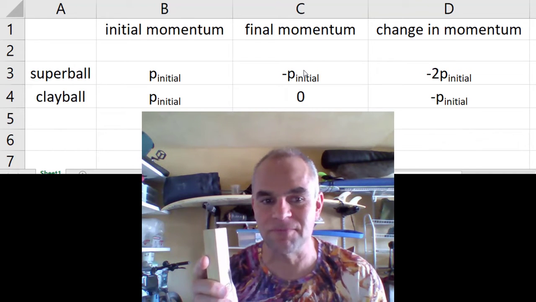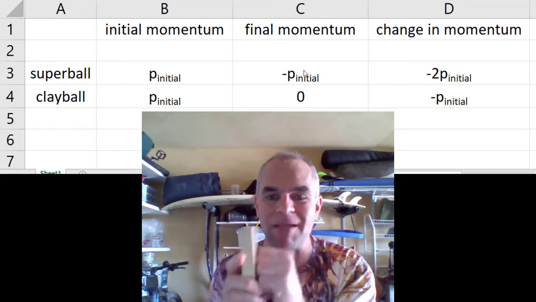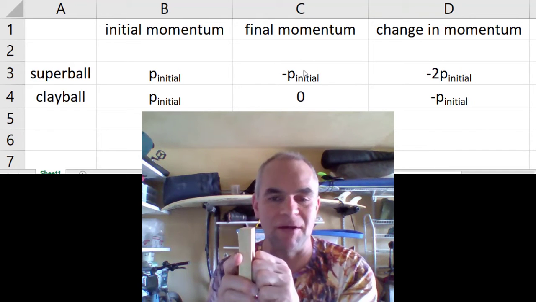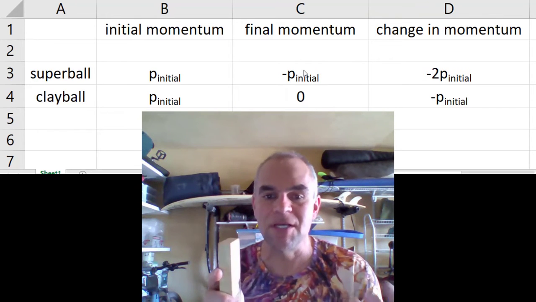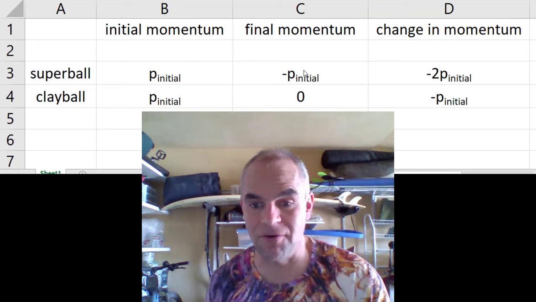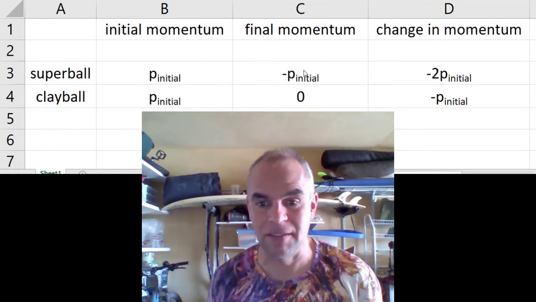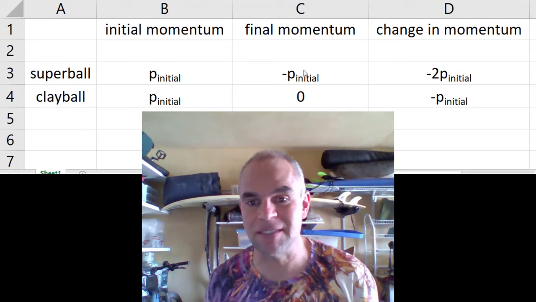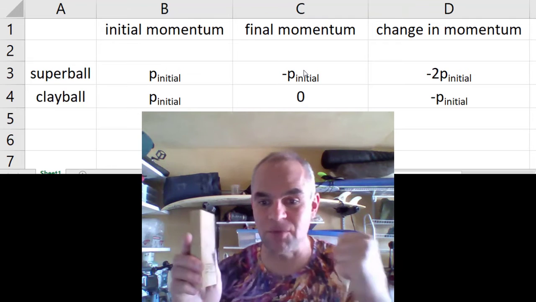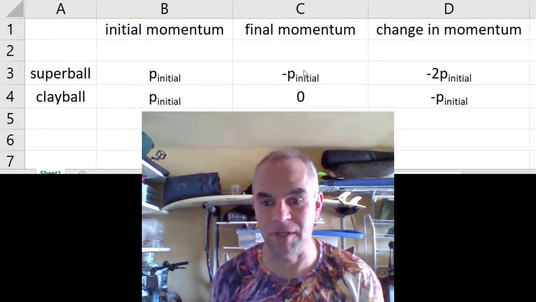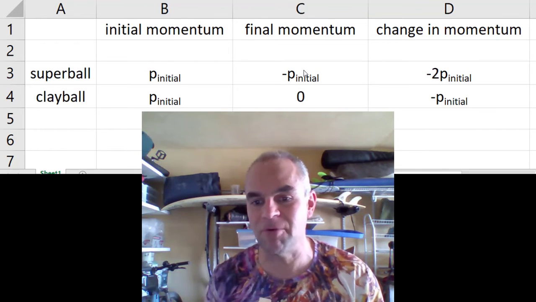The clay ball, on the other hand, when it hits the wooden block, is basically going to stop moving. It's not going to bounce away, or it's going to bounce much less than the super ball will. So I'm going to give it a final momentum of 0. These are both kind of extreme cases, but they illustrate the point. And what we see is that the super ball changes its momentum more than the clay ball does, because it bounces away from the wooden object here. So therefore, the change in momentum of the super ball is going to be twice that of the clay ball.